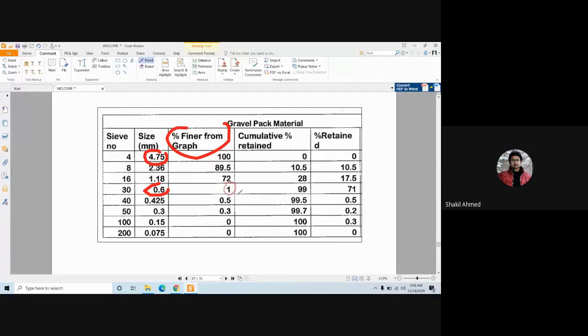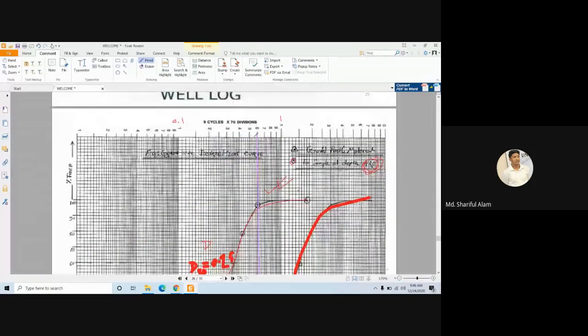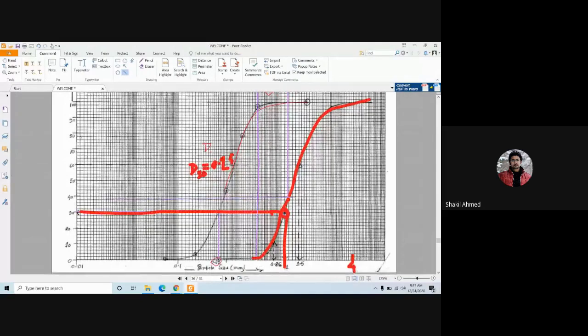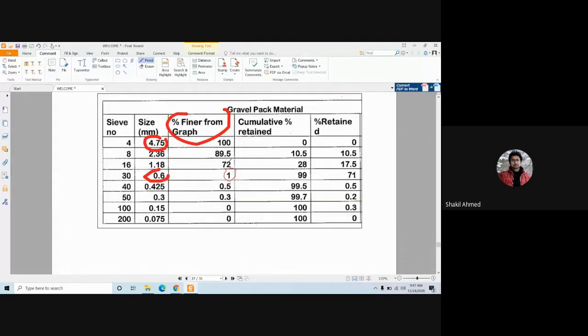Are you following me? Yes, sir. 1.18. Let's check what is 1.18. This is 1, this is 2. So 1.18 may be here. If I go here, around 40%, I believe. So this will be 40. There's something wrong. 40%, clear? Whatever you get, no problem.